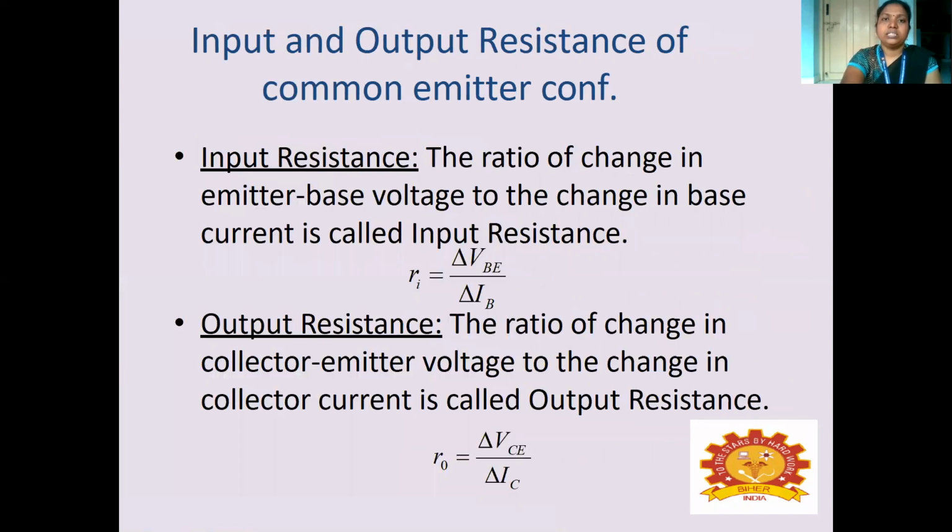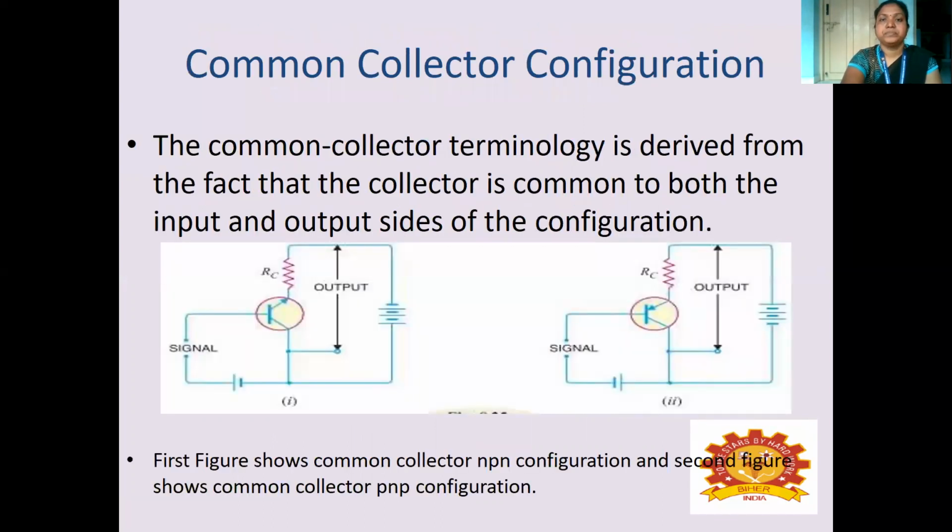Certain terminologies you have to define like input and output resistance. Input resistance, the ratio of change in emitter base voltage to the change in the base current. That is input voltage with respect to the input current is called input resistance. RI is equal to del VBE by del IB. And then comes output resistance. The ratio of change in the collector emitter voltage to the change in the collector current is called output resistance. We call it del VCE by del IC.